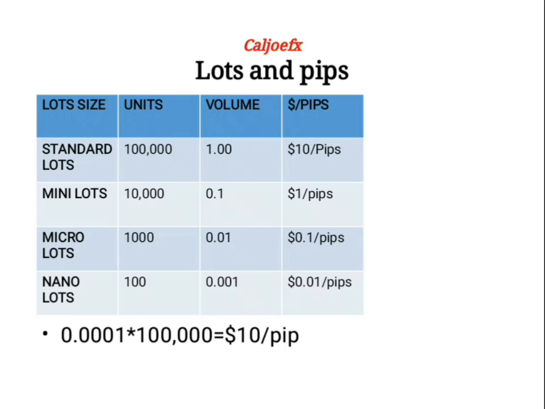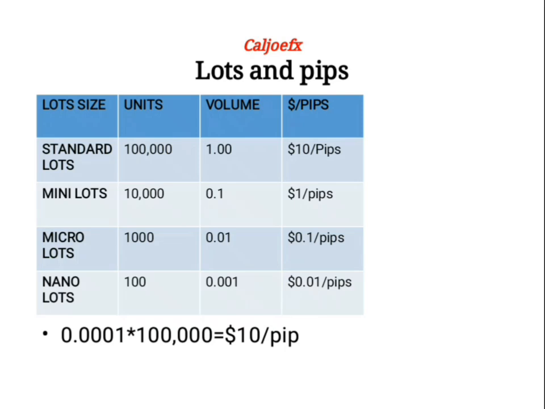You can see that 0.0001, that is the pip, multiplied by what? Standard lots, that is what? 100,000 units. That will give you $10 per pip.